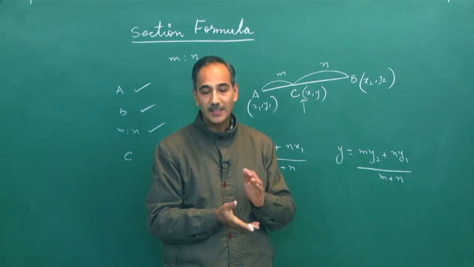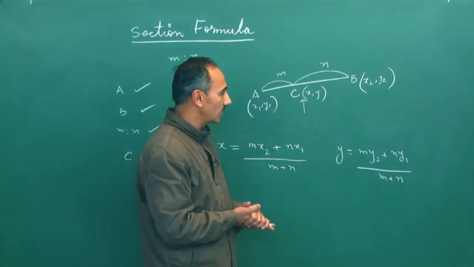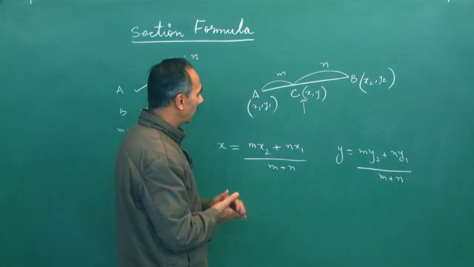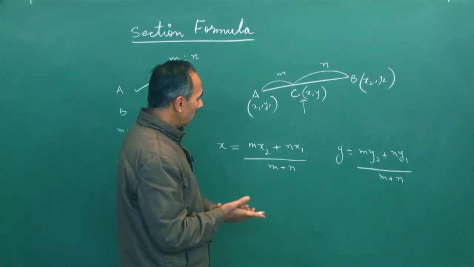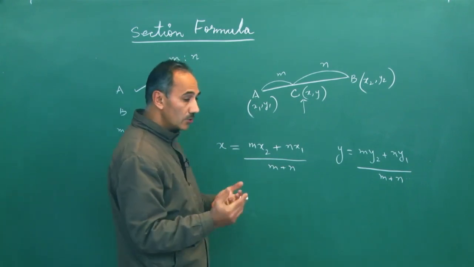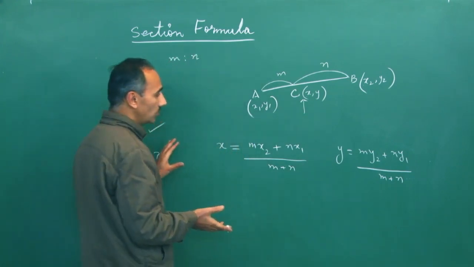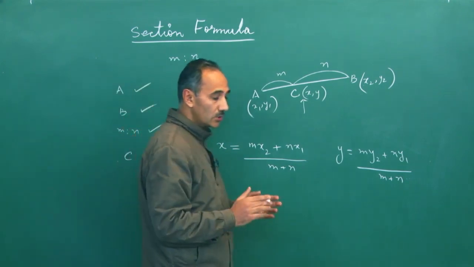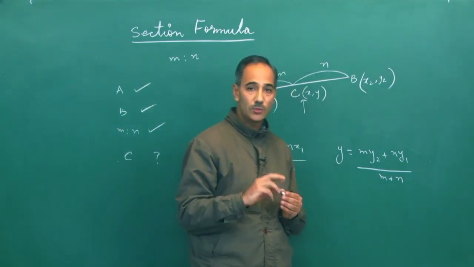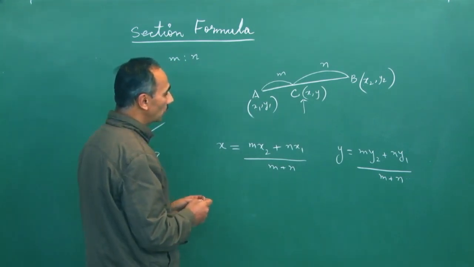If you have a look at your NCERT textbook, the derivation is there. He's making use of similarity of two triangles and deriving this formula. Now, what are the different situations in which we can make use of this formula? Is this the only situation in which you can use this formula? I would say no, this is not the only situation. What are the other situations in which this formula could be used?